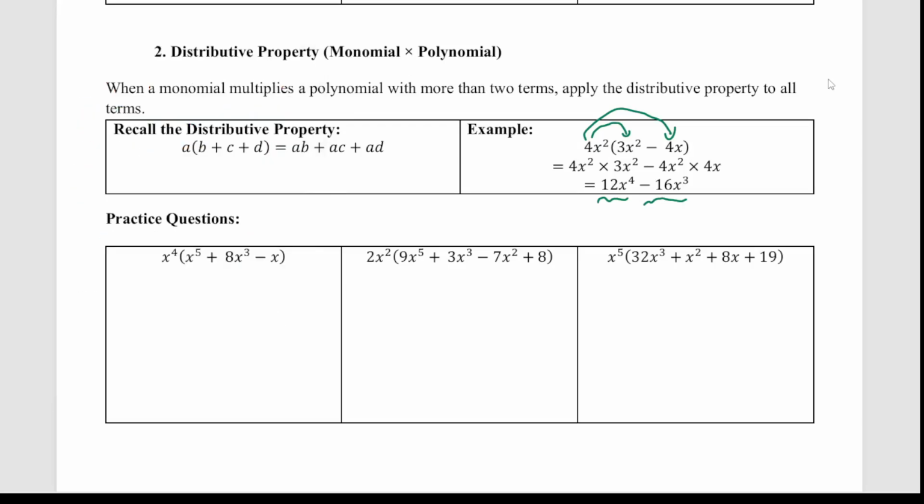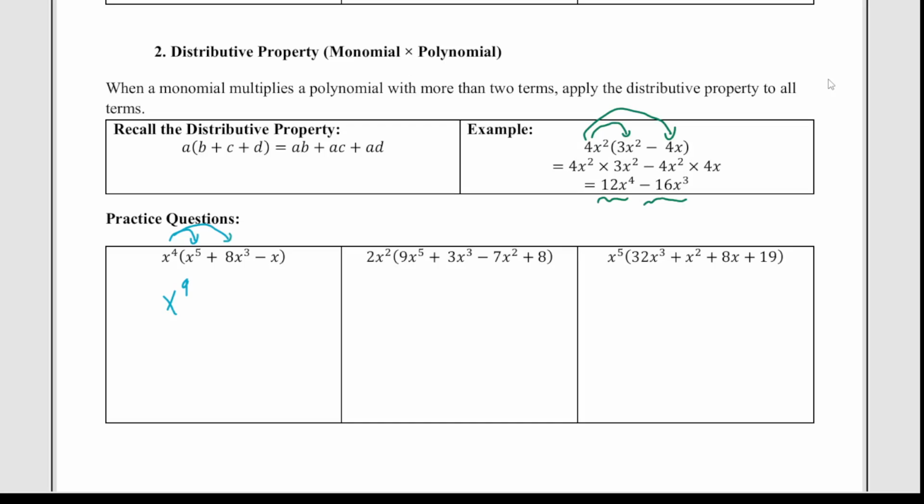In particular, don't forget that we can actually distribute over all three terms. So in this first one, x to the fourth times x to the fifth is going to leave us with x to the ninth. X to the fourth times 8x to the third will leave us with plus 8x to the seventh, since 4 x's times 3 x's gives us 7 x's. And then x to the fourth times negative x to the first, if you see just a negative x that's to the first, gives us minus x to the fifth. And that would be our final answer.